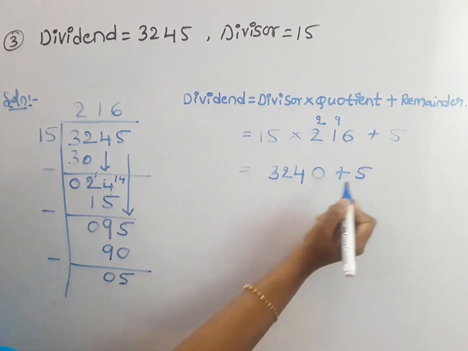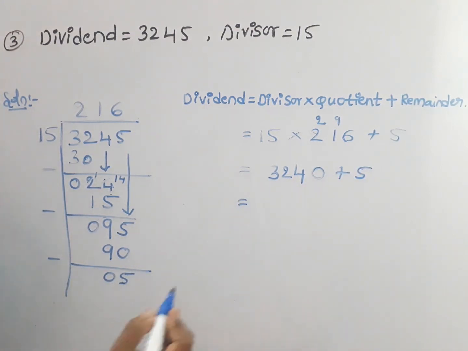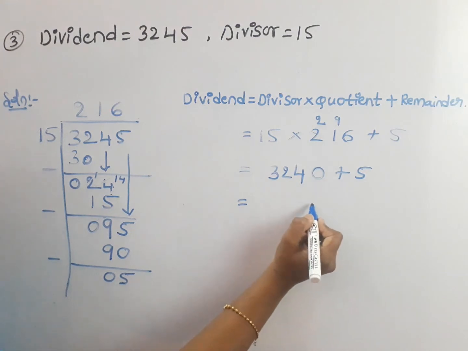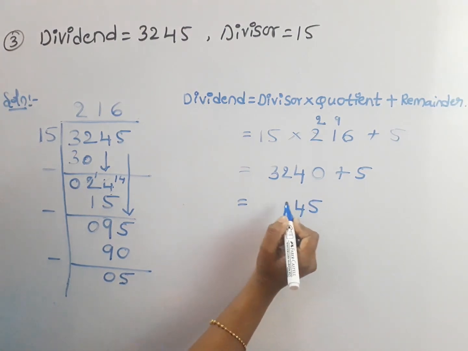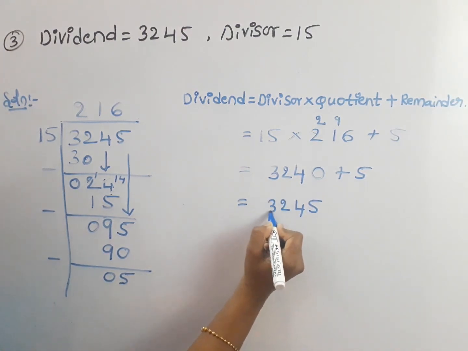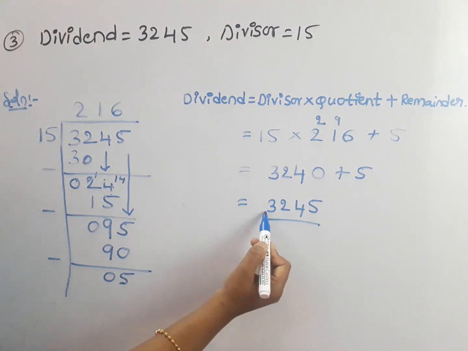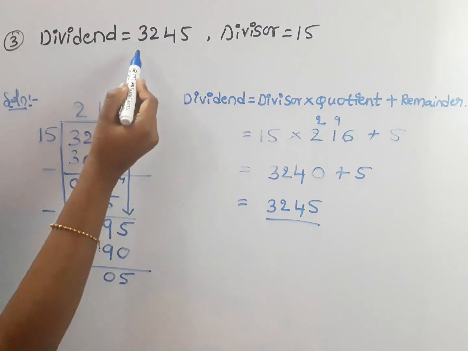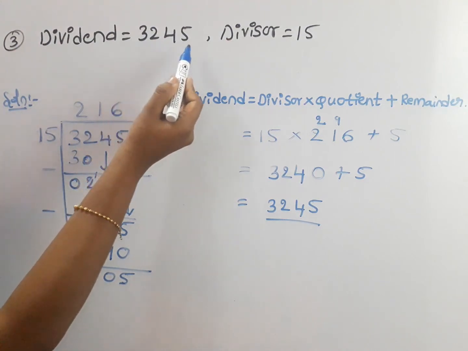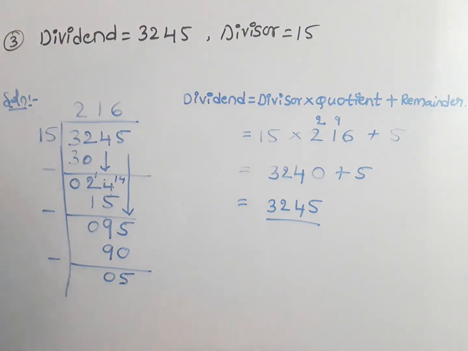Plus 5. So here 0 plus 5, 5. Here 4. Here 2. Here 3. So now cross check. Dividend is 3245. Here also the dividend is 3245. So our answer is correct.